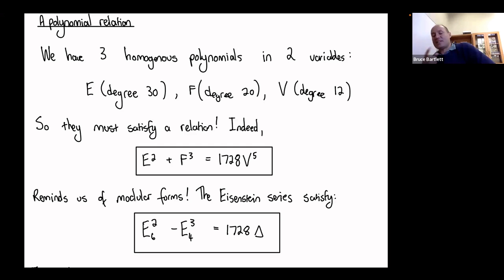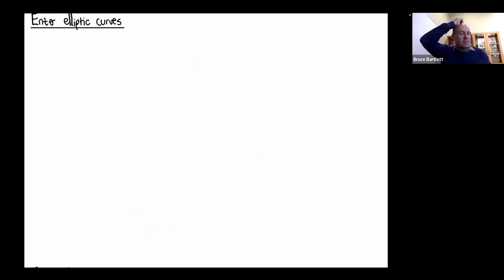This reminds us of modular forms, because the Eisenstein series satisfy precisely such a similar relation. E6 squared minus E4 cubed is 1728 delta. So this makes us think, maybe there's a connection between the icosahedron and elliptic curves in modular forms. Okay, so let's enter the world of elliptic curves now.